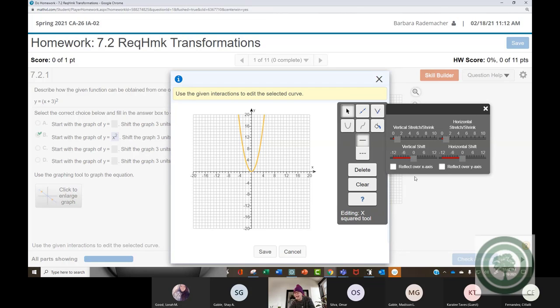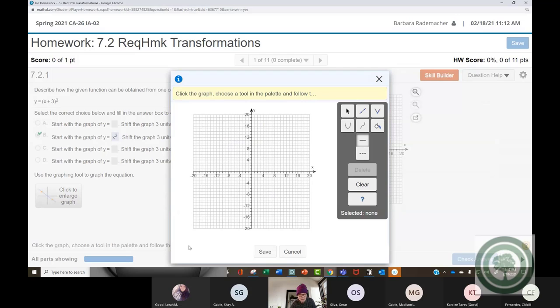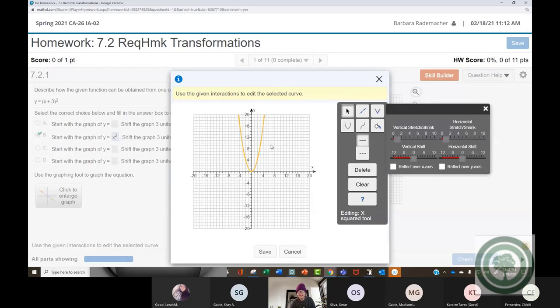Now what? Oh, it's asking me stuff over here. All right, so it doesn't matter where. Let me delete it and go back and do it again. I click here. It's not going to matter where I click. I'm going to get the basic y equals x squared graph. Now over here is where I choose what the different transformations are. All right, well, I know that I'm going to the left 3 units. That's a horizontal shift.